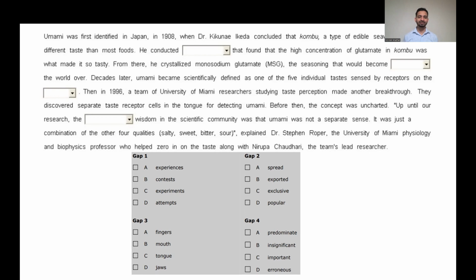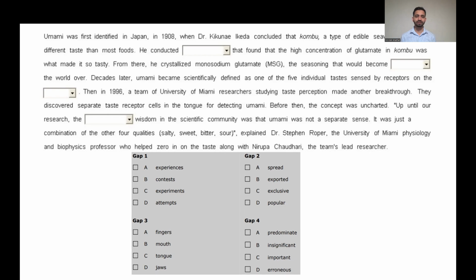From there, he crystallized monosodium glutamate, MSG, the seasoning that would become spread, exported, exclusive, popular the world over. So we need an adjective here, become, the world over, is popular, right? It became popular around the world. So I'm gonna go with that. That makes a lot of sense here, grammatically and contextually.